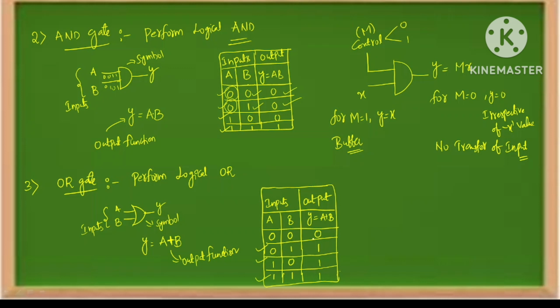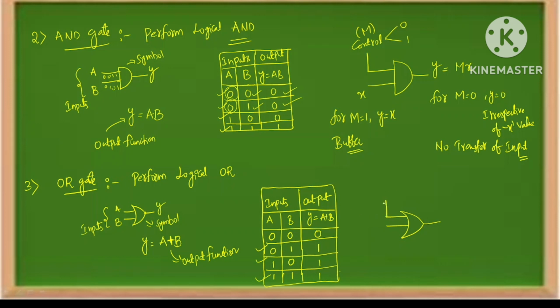Okay. Now let me draw the control inputs for the logic OR gate, as we have studied and understood the behavior of the AND gate previously. Now we will see the behavior of the OR gate. So these two are the inputs of the OR gate. In this way I can draw the OR gate.